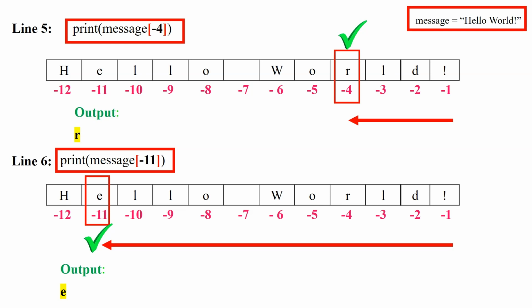Now look at line 6 of the Python code. The print statement, message[-11], accesses the character at index -11. Now look at the picture. Since it's a negative value, -1 starts from right side from the last character, decrementing by 1 towards the left for each subsequent character. So, -1 starts from the exclamation mark. Index value of e is -11. So the output is e.